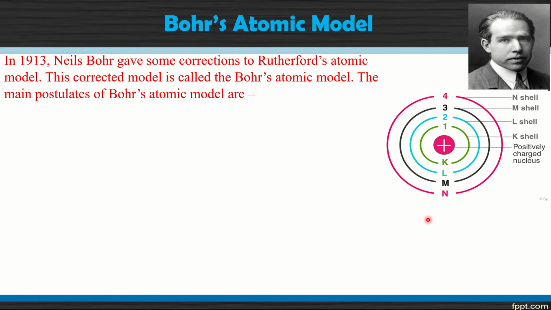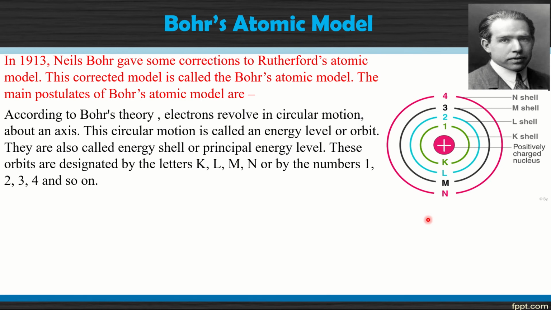The main postulates of Bohr's atomic model are: according to Bohr's theory, electrons revolve in circular motion about an axis. This circular motion is called an energy level or orbit. They are also called energy shell or principal energy level. These orbits are designated by the letters K, L, M, N, O, or by the numbers 1, 2, 3, 4, 5 and so on. Look here.